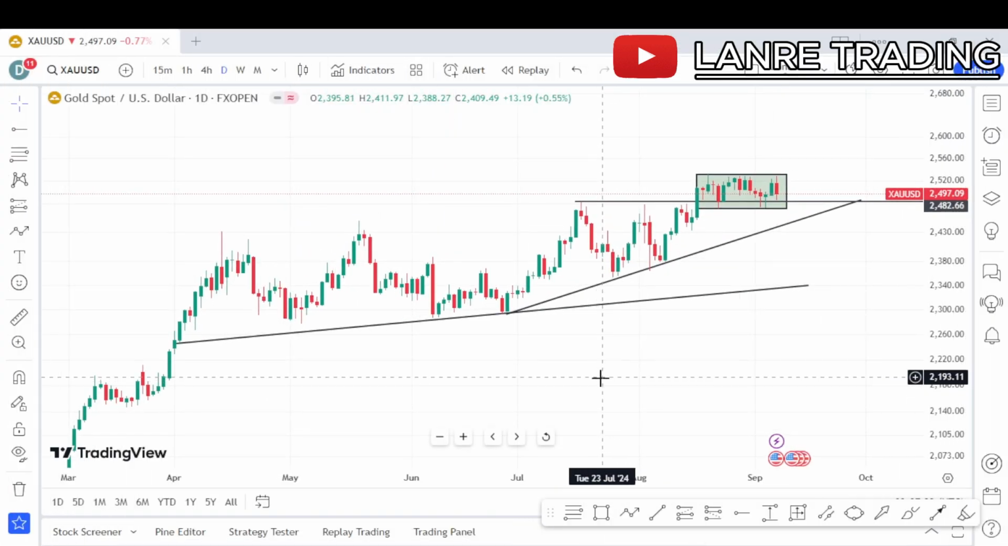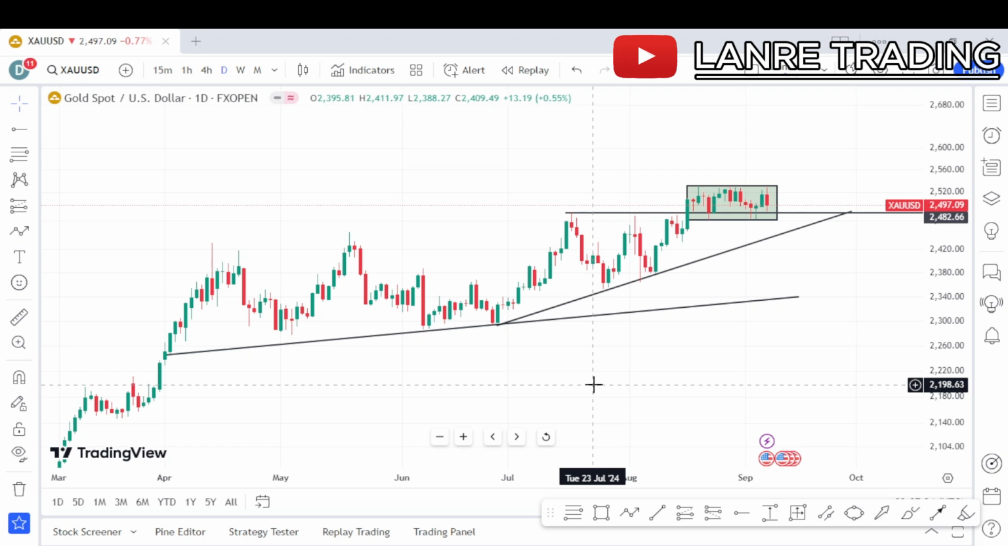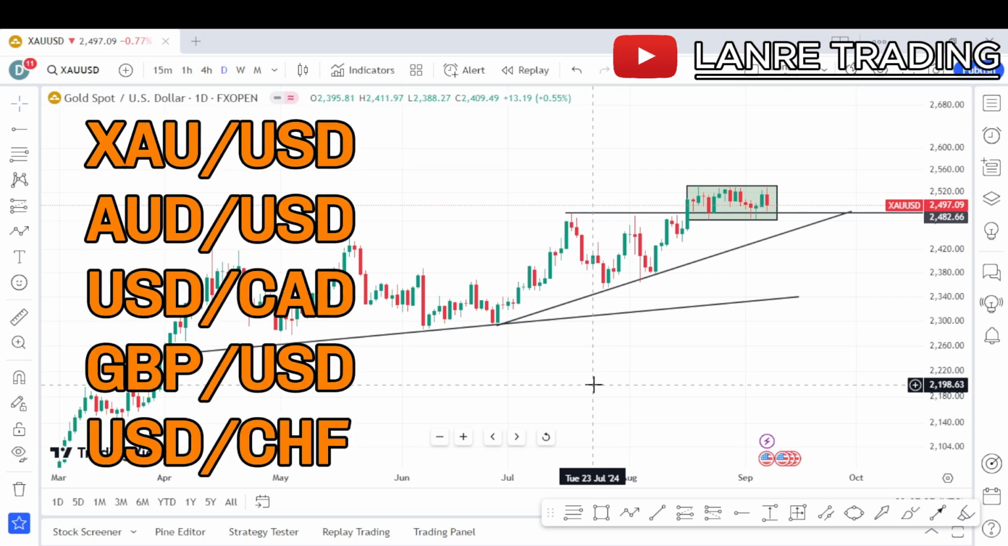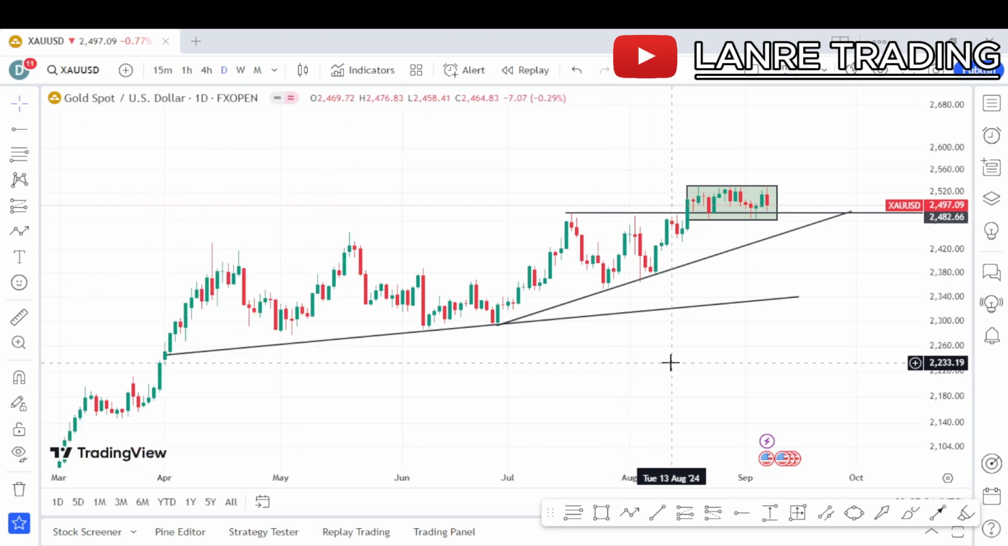This week, I'll be analyzing 5 different pairs, which are Gold Spot USD, AUD USD, USD CAD, Great Britain Pounds USD, and USD CHF. These 5 pairs are pairs that we will be looking to benefit from this week.